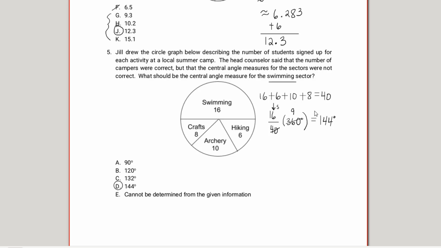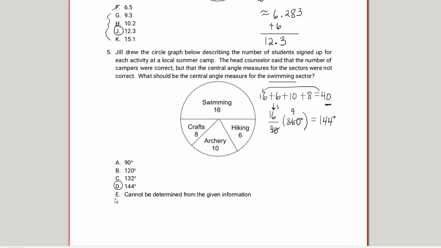You could have also taken a look at this when we saw that the total was 40. We know this 16 is a little less than half of 40. In our graph, we can see now how this was not correct. This was showing swimming to cover half of the choices, and we know it's a little less than half. If we had to make a quick guess, we could have looked at our other choices. We can determine it from the information.